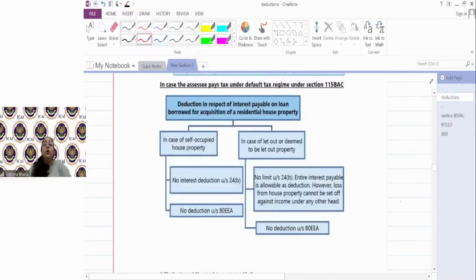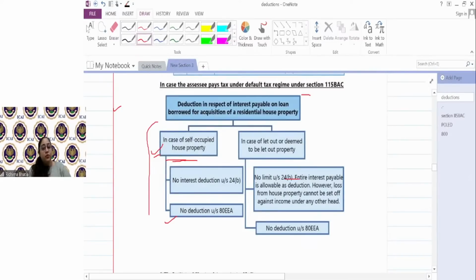But when a person is not claiming 115BAC, it gets very interesting, because interest on loan is not allowed for self-occupied property if you are claiming 115BAC. Simple. And obviously deductions from 80C to 80U, except for a few, are also not allowed. So if you are claiming 115BAC, you have to remember that interest on loan on a self-occupied property is sort of wasted because you cannot claim it.